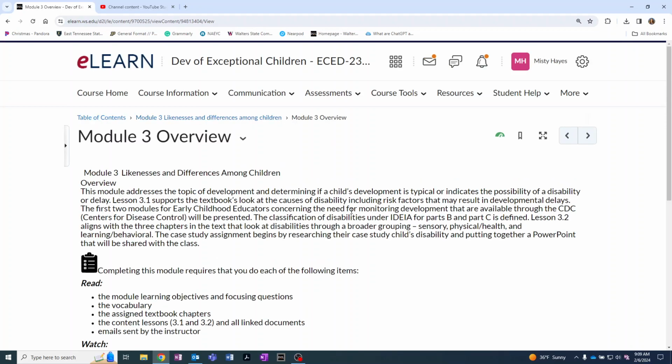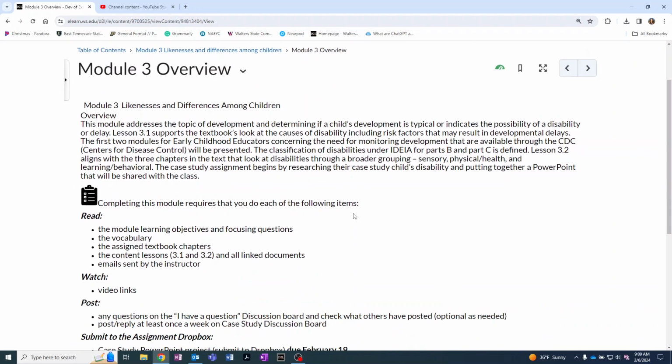So, the Module 3 overview is talking about the development of children, of what we consider typical and children who may have a disability or delay. The first lesson supports our textbook, where we're looking at what are the causes or prevalence of disability. So, what are some of the risk factors that may result in some developmental delays?